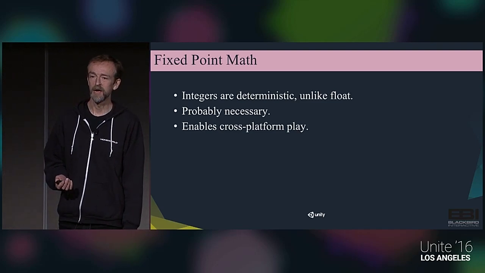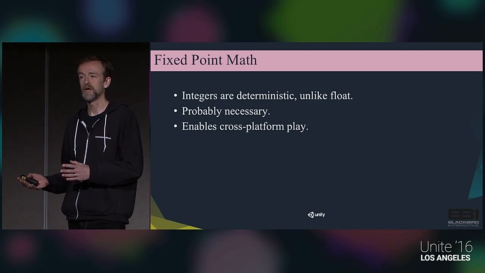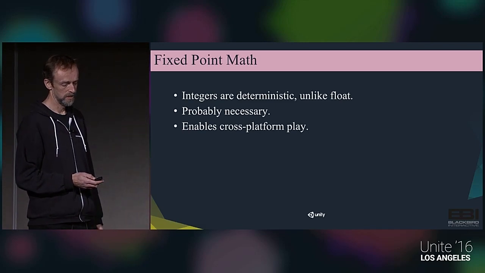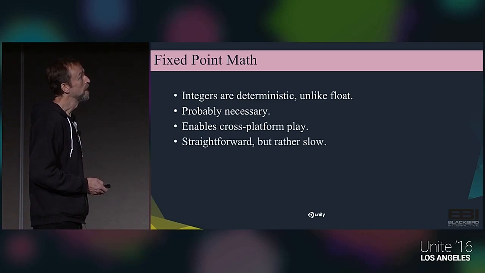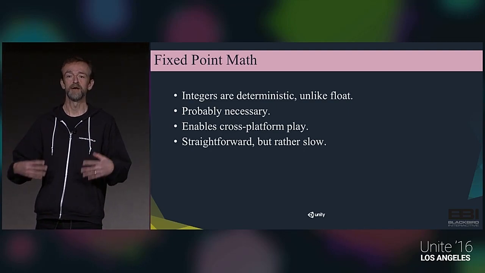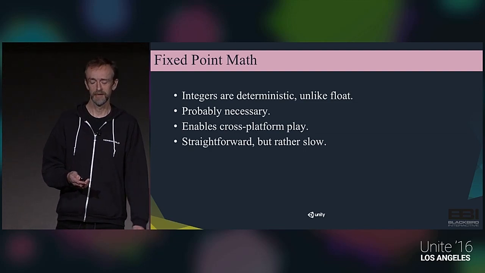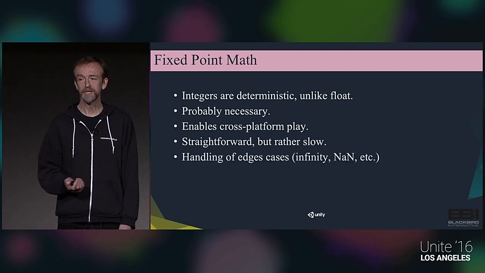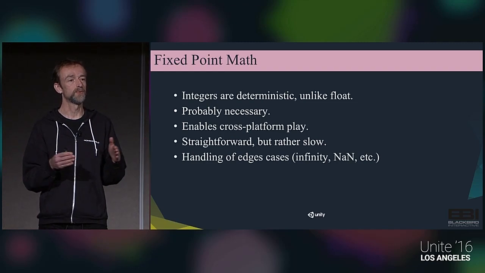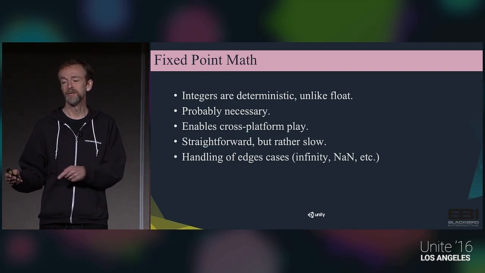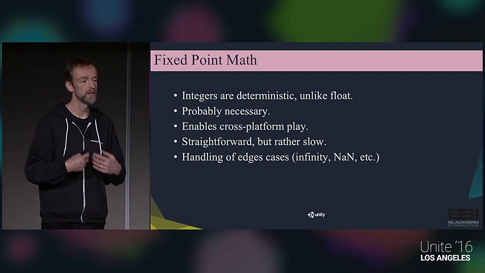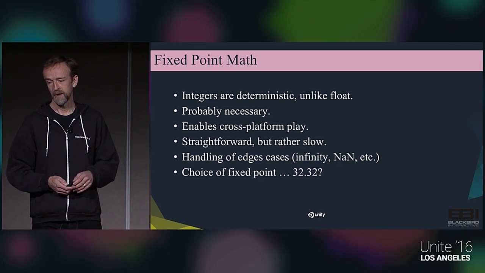In theory, if we had a high enough powered tablet and we understood how to build an RTS game on a tablet, you could play tablet versus PC. Anyway, it's all good. Reasonably straightforward to implement, kind of slow. It becomes like this tax on every operation you're doing, so that's annoying. You need to decide how to handle edge cases. If you overflow the range of your fixed point number, do you want to correctly generate infinities and not a numbers and things like that, or you just want to tell your client code, don't do that?